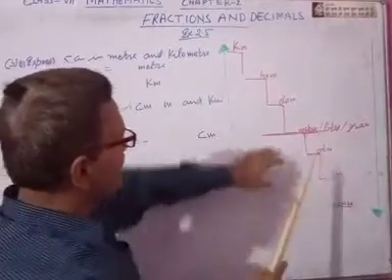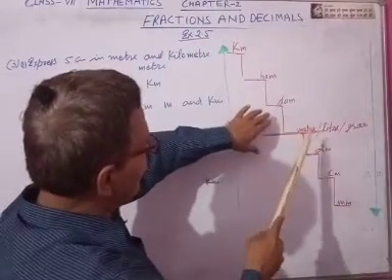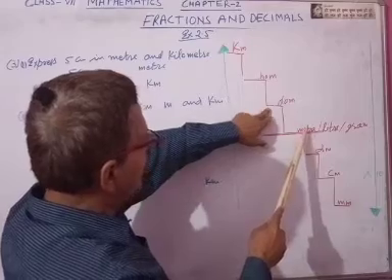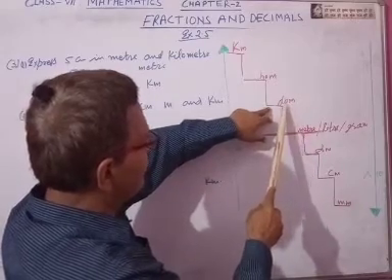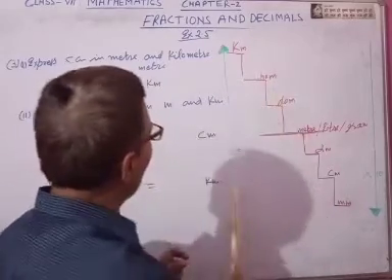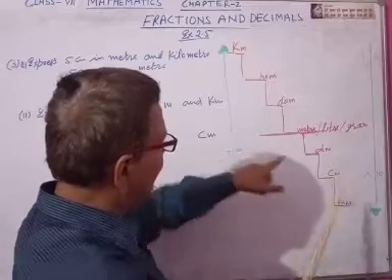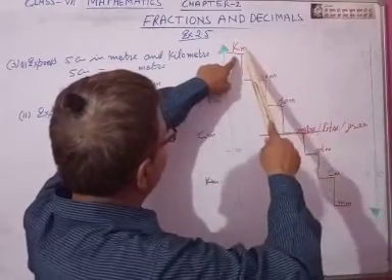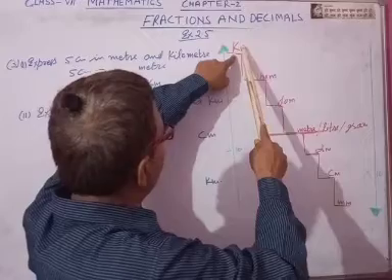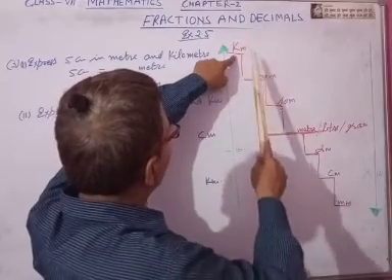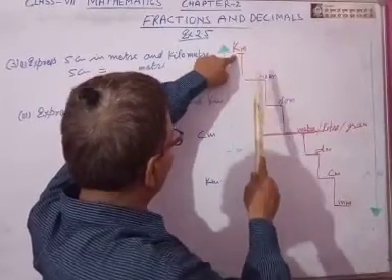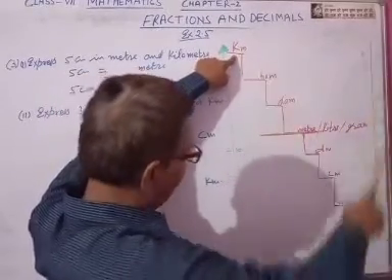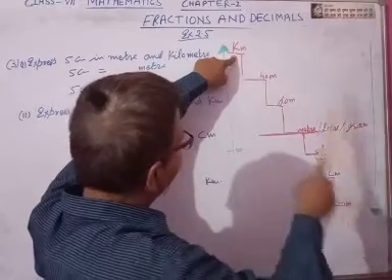Now when we go upwards, we will divide. When we come downwards, we will multiply, every step by 10. Suppose we want to change kilometer into hectometer, we will multiply by 10 because we are coming downwards.